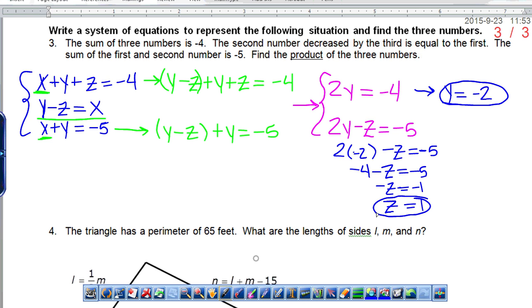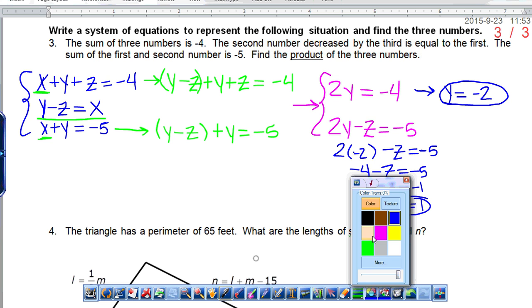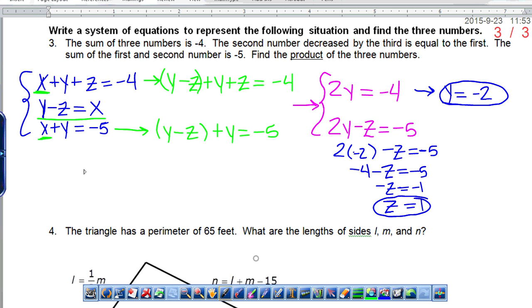Now that we have y and z, we can come back over here and we can solve for x, because we have x as a relationship between y and z. So take these and come on back over here. If we know that x equals y minus z, that means that x is equal to negative 2 minus 1. So x equals negative 3.